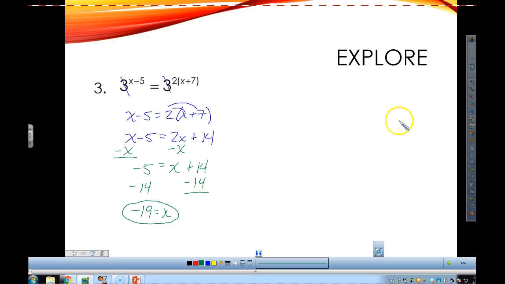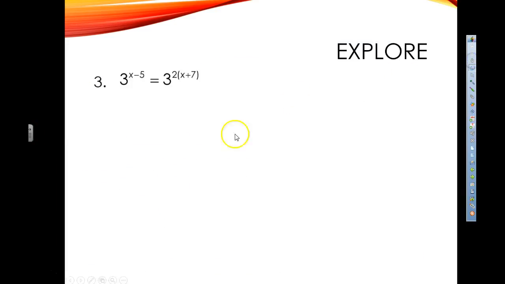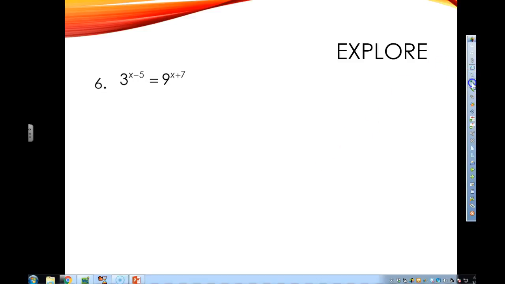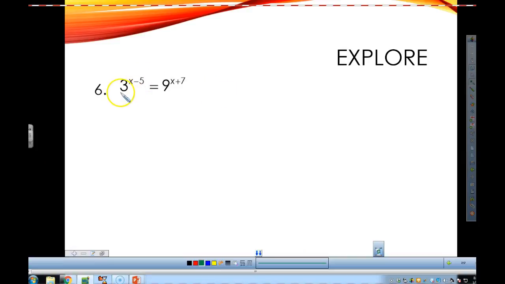Let's pop down to problem number 6, which is our first one where the exponents are not equal to each other. But I want to get them equal to each other. So what I do is I look at my lowest exponent, which is a 3, and I say, can I get my bigger exponent in terms of my little exponent? So what I'm saying is that, is 9 a power of 3? Yeah, 9 is simply 3 squared.